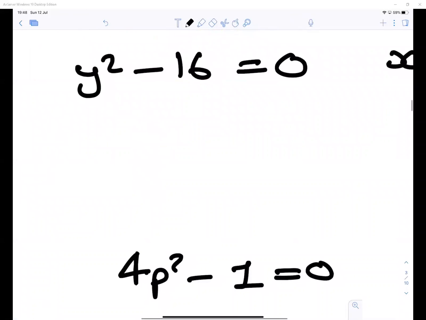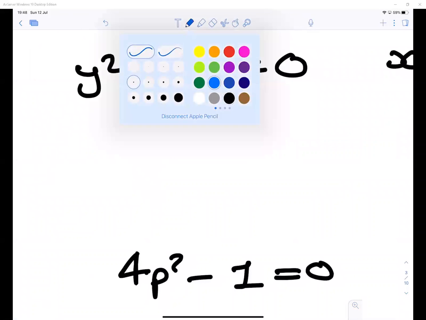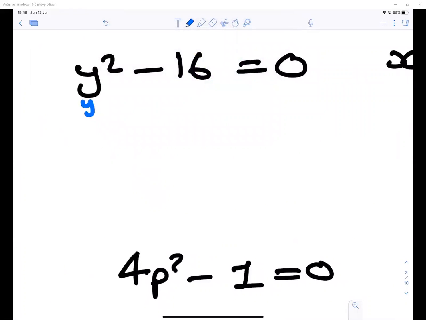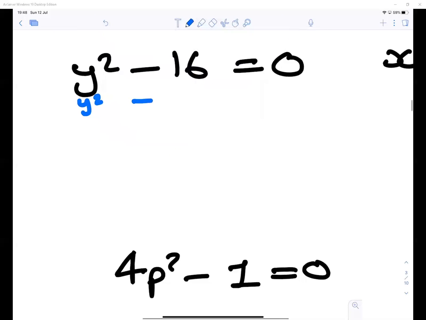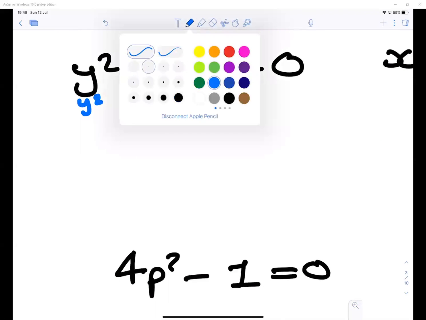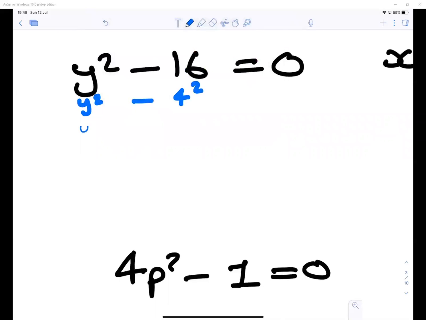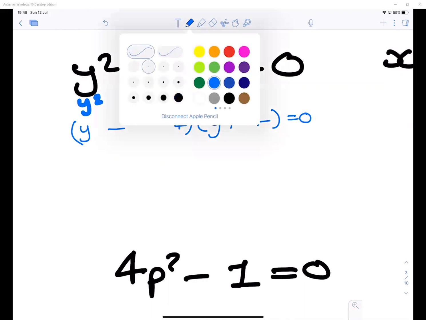Come on then. Okay, so obviously you need to square root the 16, so it'd be minus 4, and then the y squared would just come down. So remember, 16 is 4 squared in disguise. Now we copy down the y and the 4. We write it out twice. We change the minus into a plus.